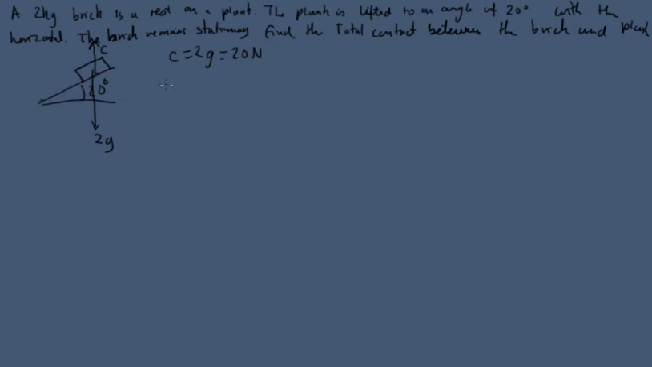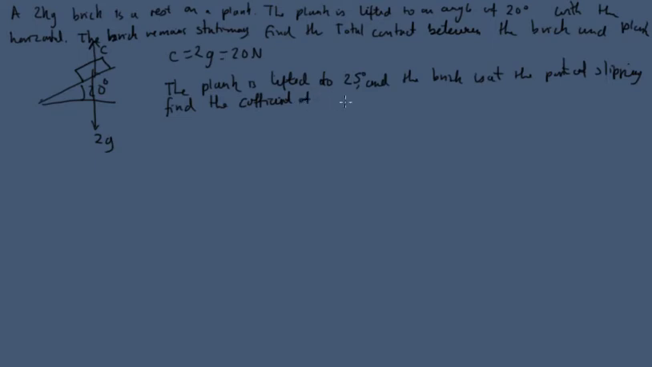So next thing we want to work out is, the plank is lifted to 25 degrees and the brick is at the point of slipping. Find the coefficient of friction.